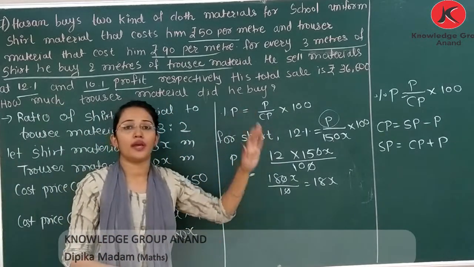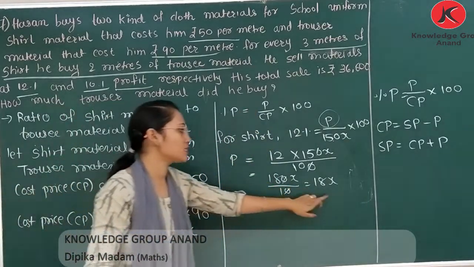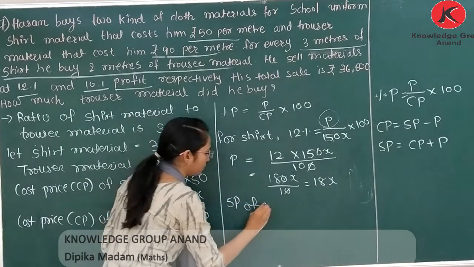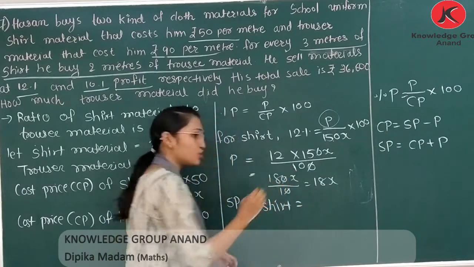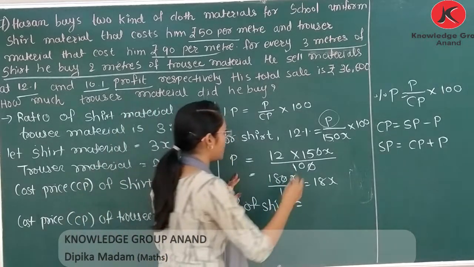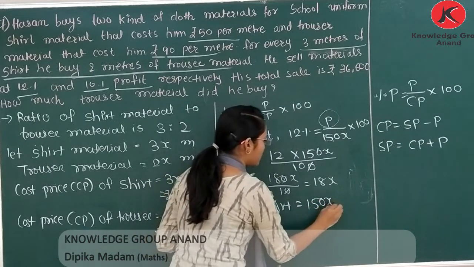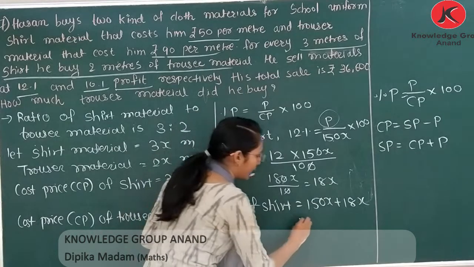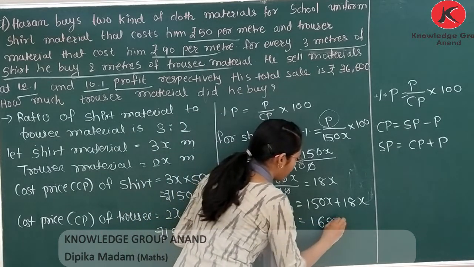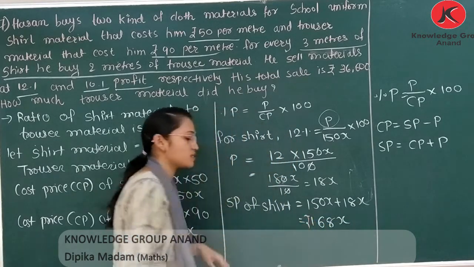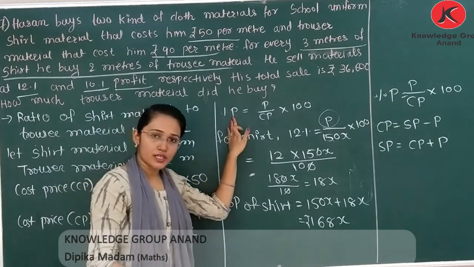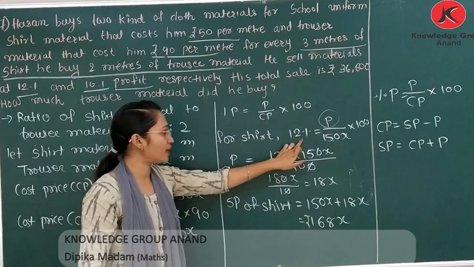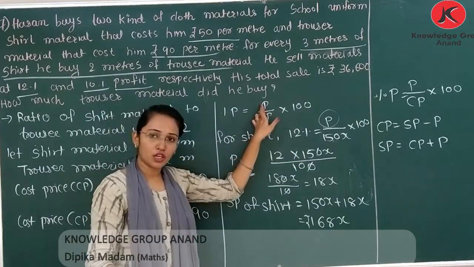The percentage profit was given, and from it we found the profit in rupees, that is 18x. So what is the selling price of the shirt? That is 150x plus 18x, cost price plus profit, that is 168x rupees. In the profit percentage equation, the percentage profit value is given, so we put in 12%. We need to find the profit in rupees.